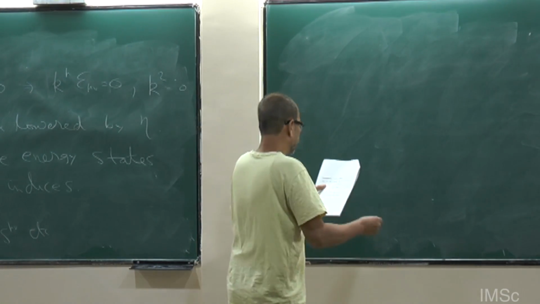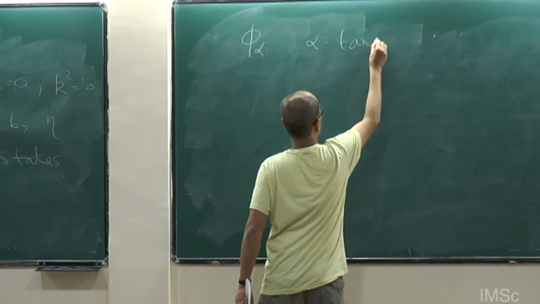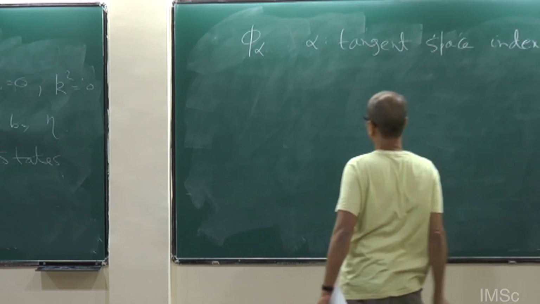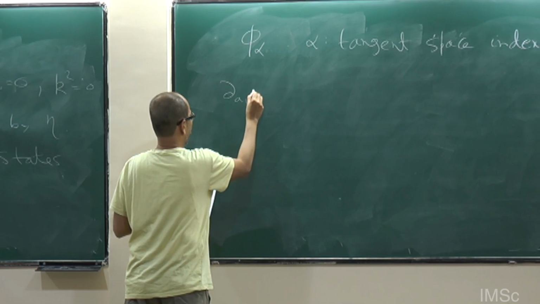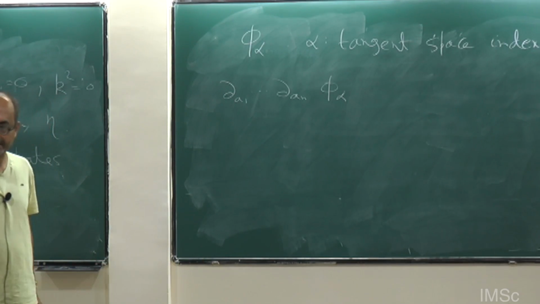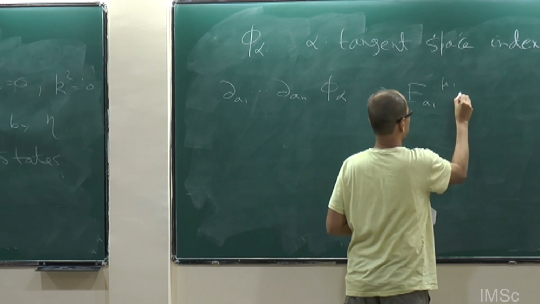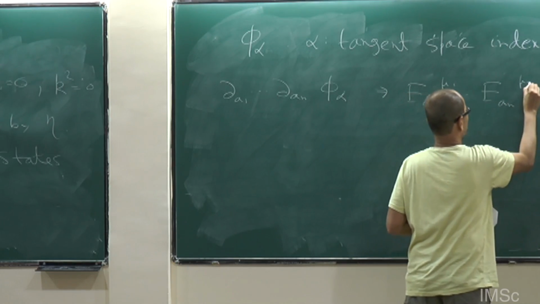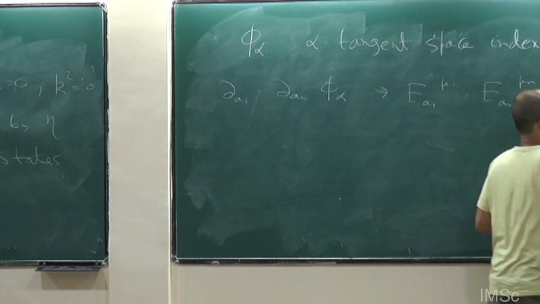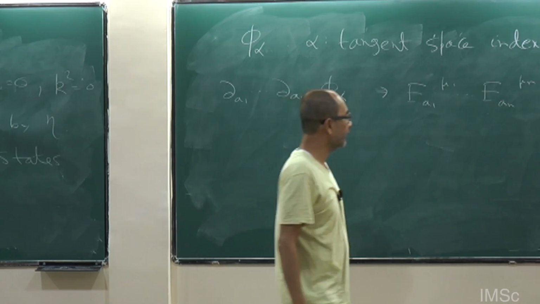Okay, so now covariantization. Suppose you have a field phi alpha, where alpha is some tangent space index. If the original flat space action had some del A1 to del AN of phi alpha, what will you do to covariantize it? You will replace this by E A1 mu1 D mu1, and so on.